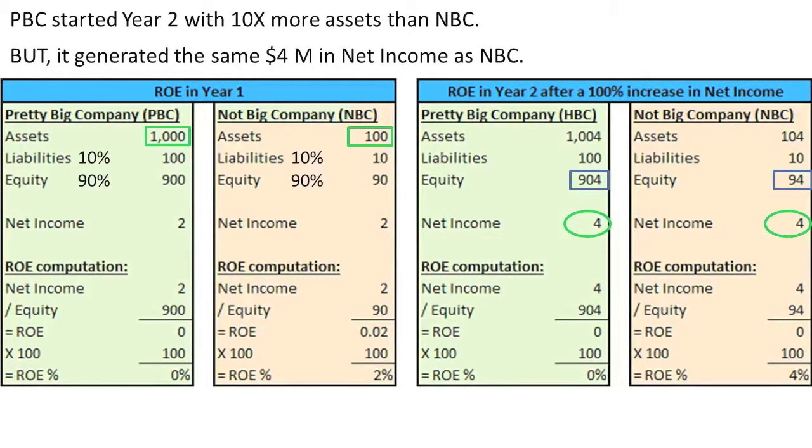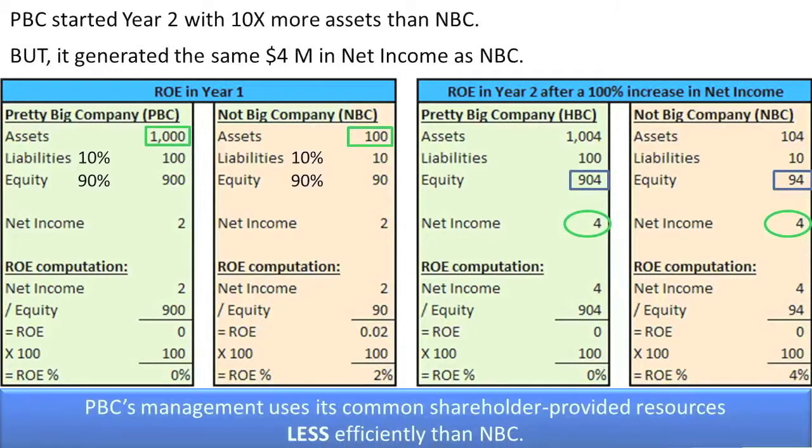Based on the ROE of the two companies, it is clear that NBC is using its assets more efficiently than PBC in generating profits for its common shareholders, as noted by its higher ROEs in years 1 and 2.